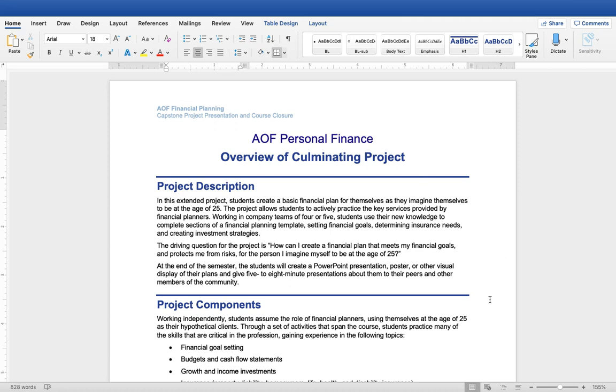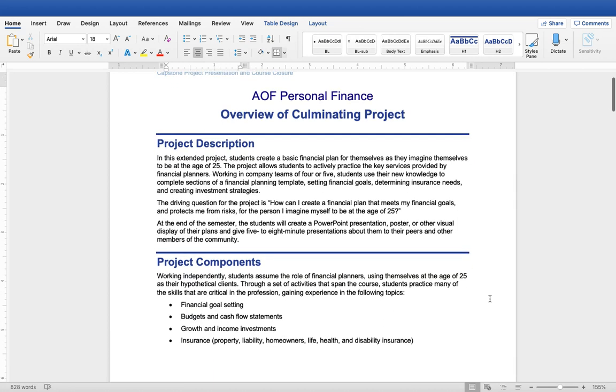So let's look at what exactly you're going to include and what you are going to think of. One important thing is the driving question. This is the question you have to keep in mind as you're working on this project. So the driving question is, how can I create a financial plan that meets my financial goals and protects me from risks for the person I imagine myself to be at the age of 25? So what does that mean?